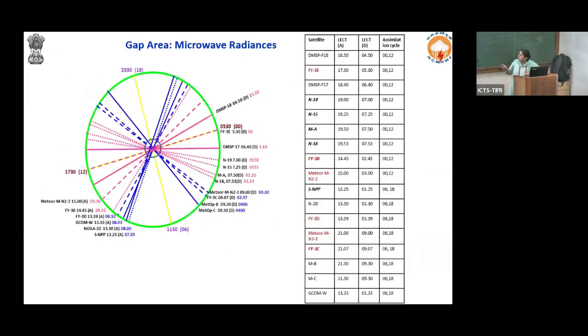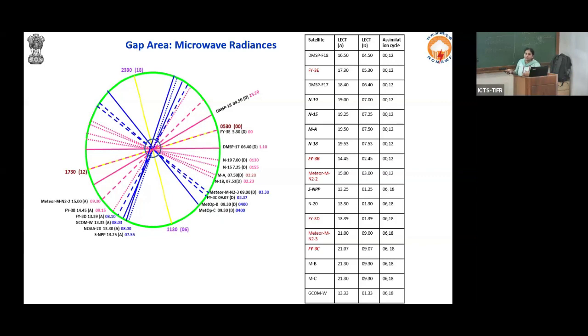We started assimilating the data in our system. And when we come to the gap areas, this is the satellite equator crossing time. Here we have shown only the microwave satellites. We are doing 6 hourly intermittent assimilation, so 0, 6, 12 and 18. We have many satellites with equator crossing time during 0 UTC and 12 UTC, but we don't have much during the 6 and 18 UTC.